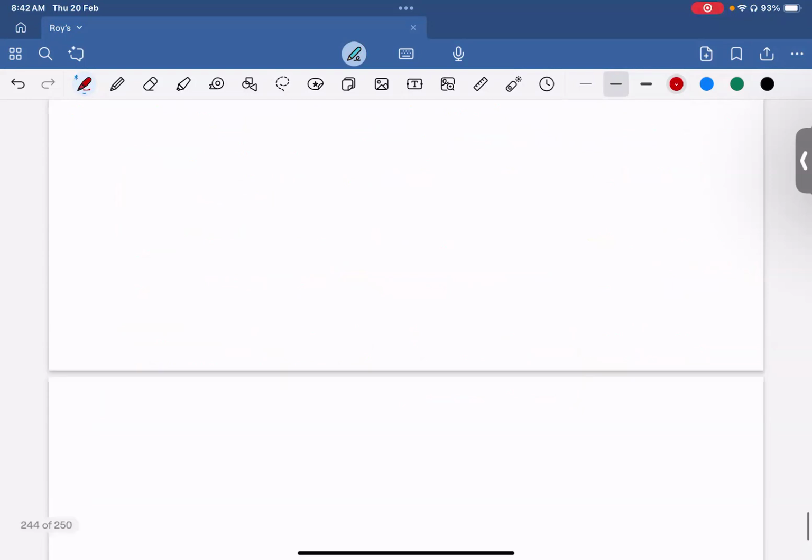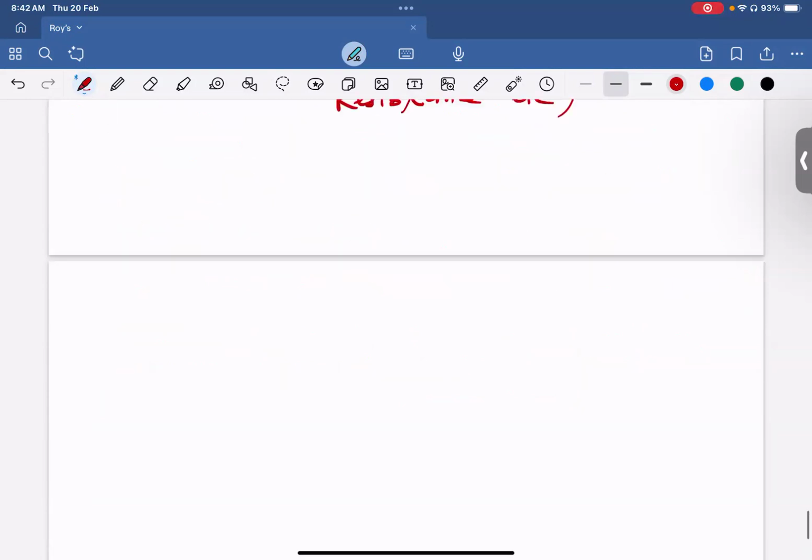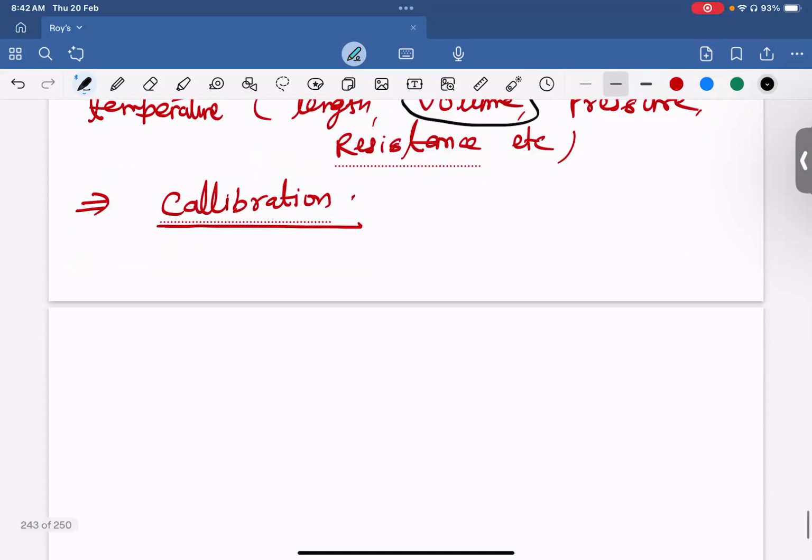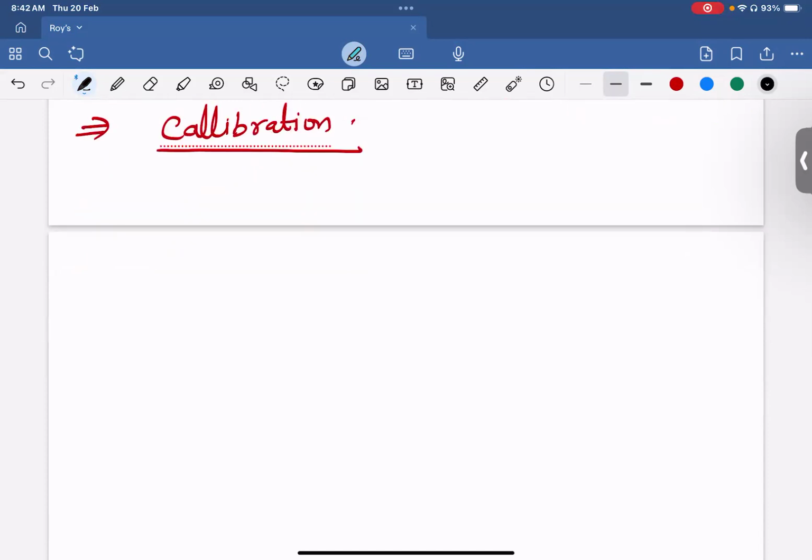After thermometric property, the next step is calibration. Normally we use a mercury thermometer in our home to measure body temperature. In that mercury thermometer, the volume of the mercury changes, and by measuring the volume you can find the exact temperature of the body. Now, calibration is how the scales are chosen.